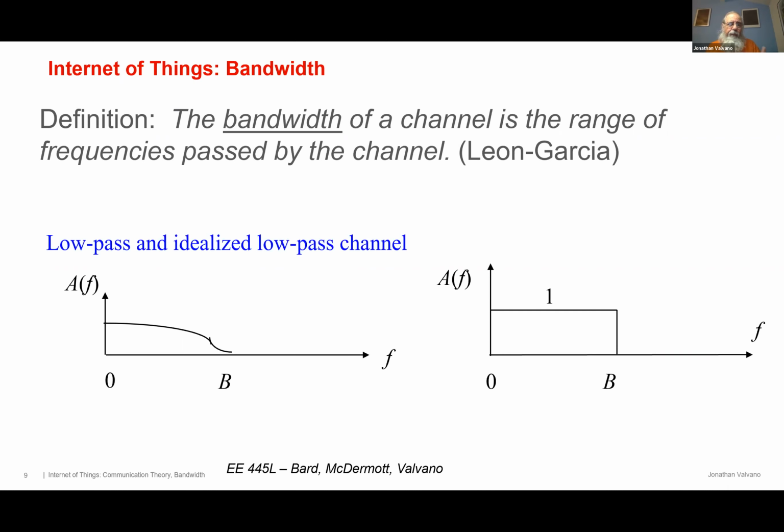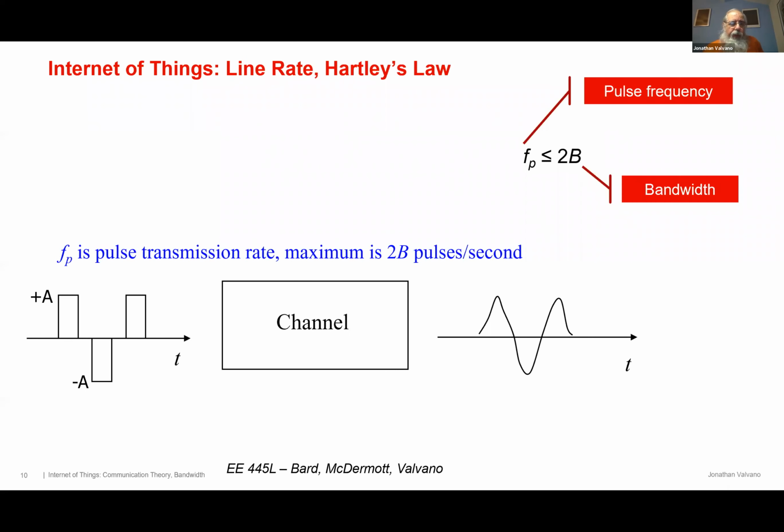Now it often goes from B1 to B2, in which case the bandwidth is B2 minus B1. Now we're going to go through the steps and get to the Shannon-Hartley theorem. Again, FP is the pulses per second. So we send a pulse and we send another pulse, and this time is 1 over FP.